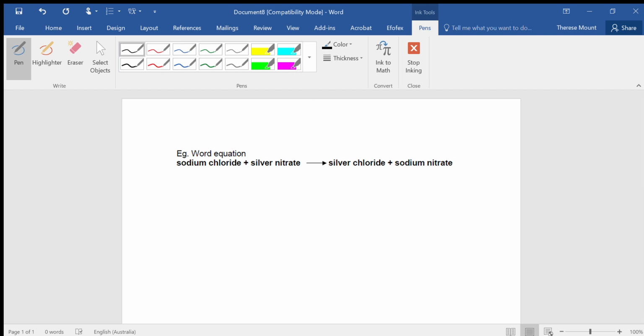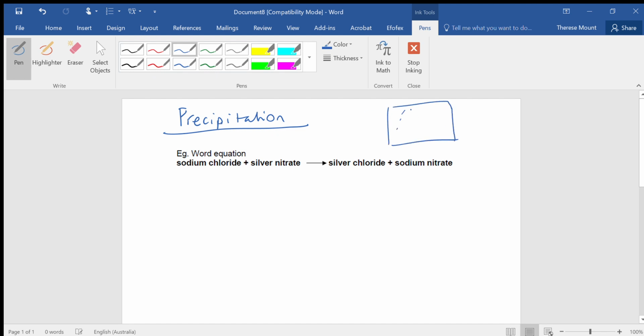This is a little intro to precipitation. And how do we spell that word? Precipitation. Precipitation. Okay, so you might have heard of precipitation in terms of rain, when you get bits of rain on your window. That's not what we're talking about. What we're talking about with precipitation is when a solid forms when we mix two liquids together.